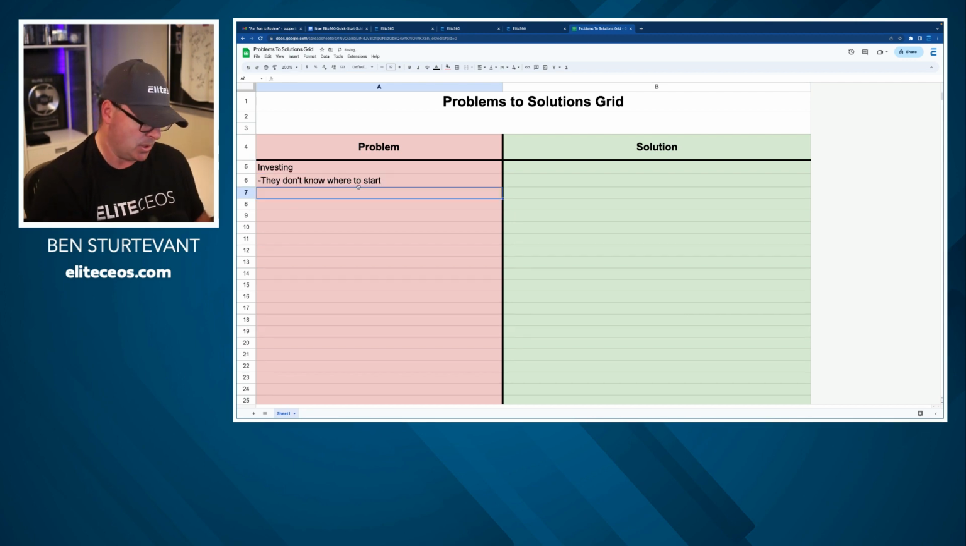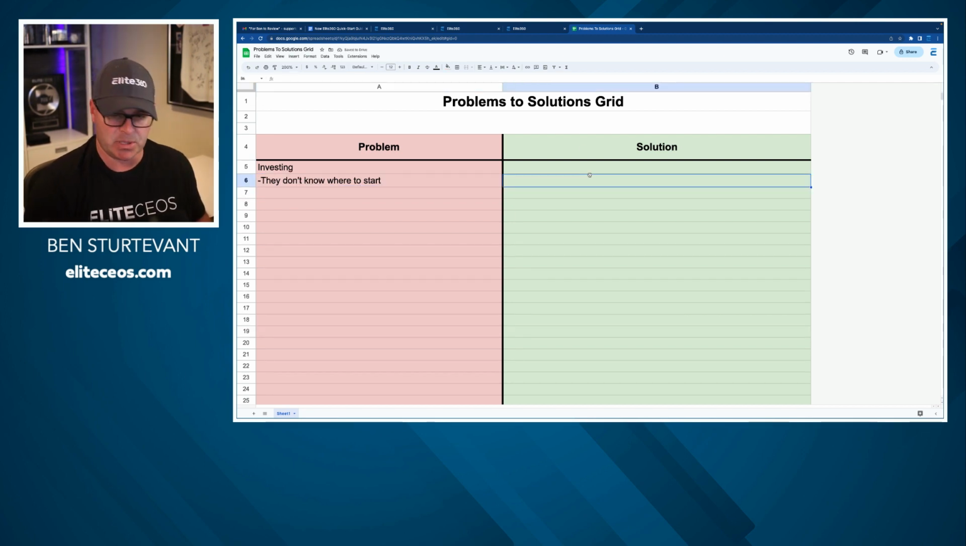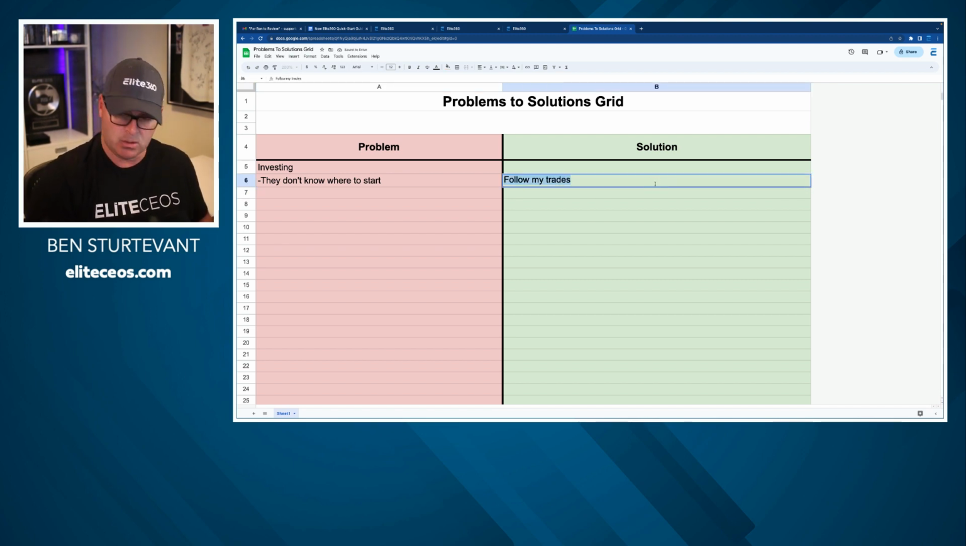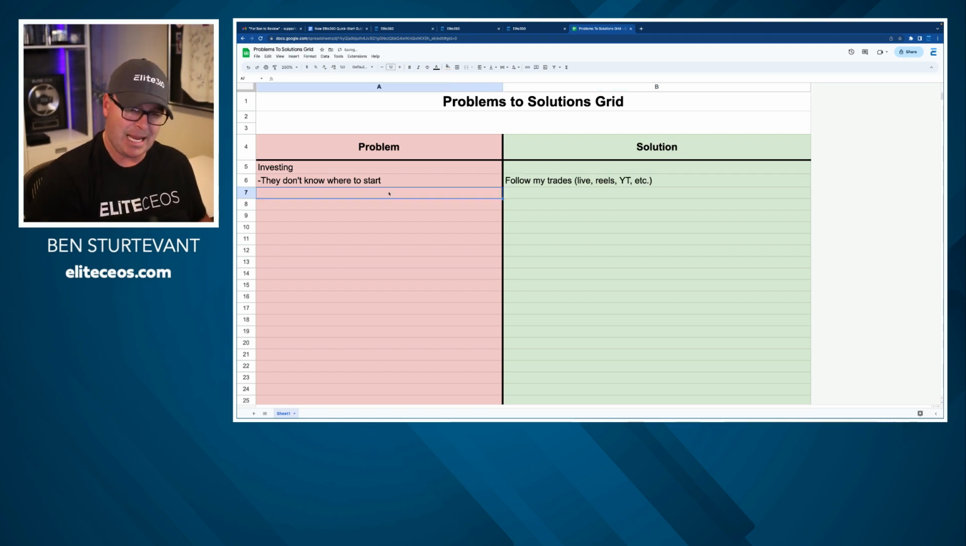They don't know. So you could have something very simple here, like a "follow my trades" kind of thing. This could be an example, and you could do that in a live. So you could do this live, and then you can repurpose that into Reels, YouTube, etc., right? And then from underneath there, they don't know where to invest or what to invest in.